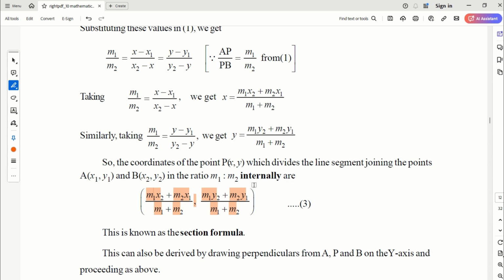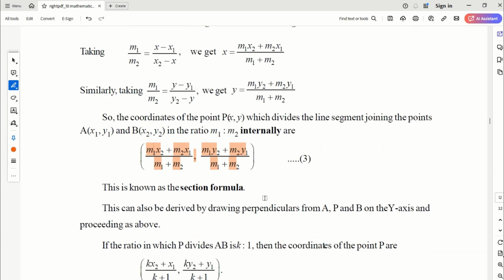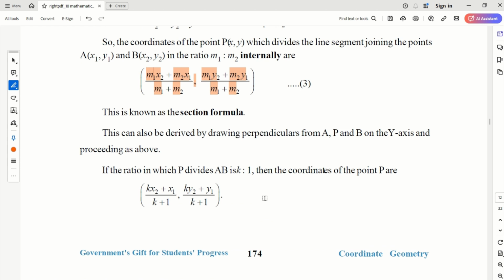So this is the section formula, for a point dividing two points in the given ratio M1 is to M2. Now, if the ratio is k is to 1, obviously you will replace M1 and M2 with k and 1. This is what you will get.